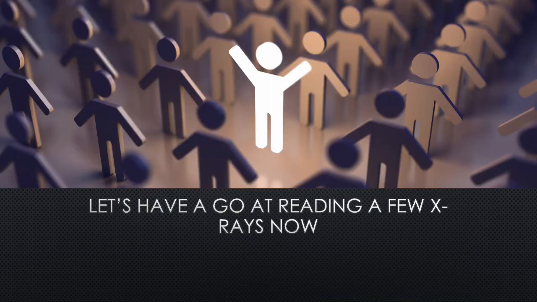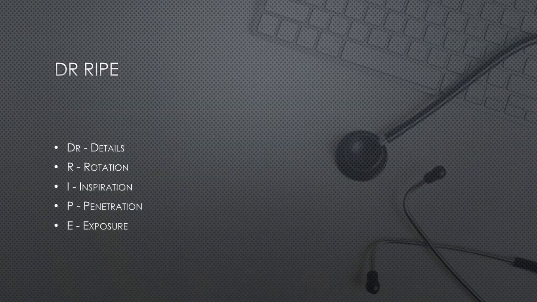So, all the theory done. Let's see if we can read a few chest x-rays now. So one of the small systems to run through is Dr. Ripe. This is something that's covered in a lot of medical schools. If you look at the D in doctor, that stands for details. So those are things like the patient's name, date, and checking for any previous scans for comparison, like we said, one of those key rules.